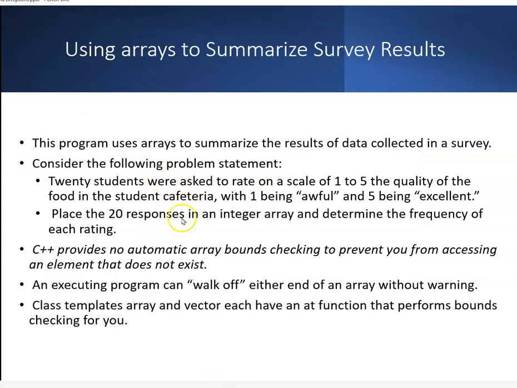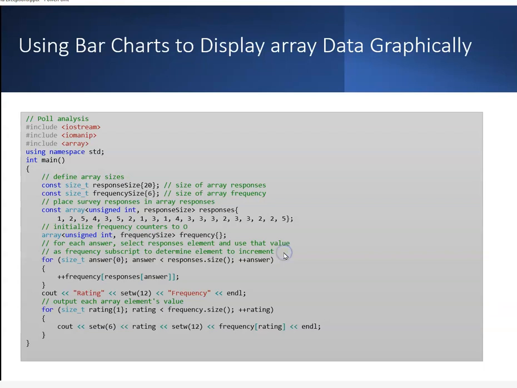So consider the following problem statement. 20 students were asked to rate on a scale of 1 to 5 the quality of the food in the student cafeteria, with 1 being awful and 5 being excellent. Place the 20 responses in an integer array and determine the frequency of each rating. Now, C++ provides no automatic array bounds checking to prevent you from accessing an element that does not exist. An executed program can walk off the other end of the array without any warnings. Class template arrays each have a function that performs bounds checking for you.